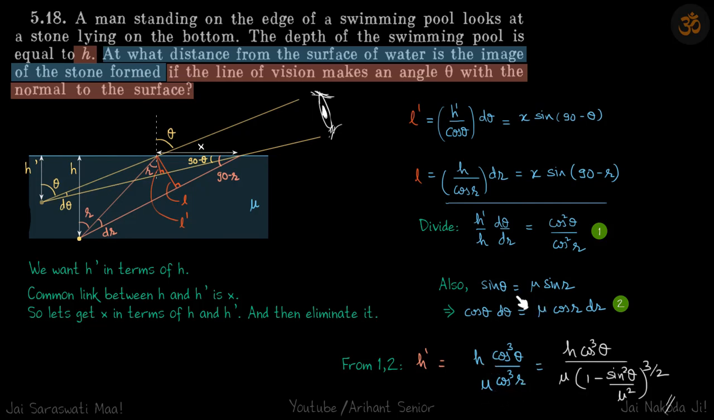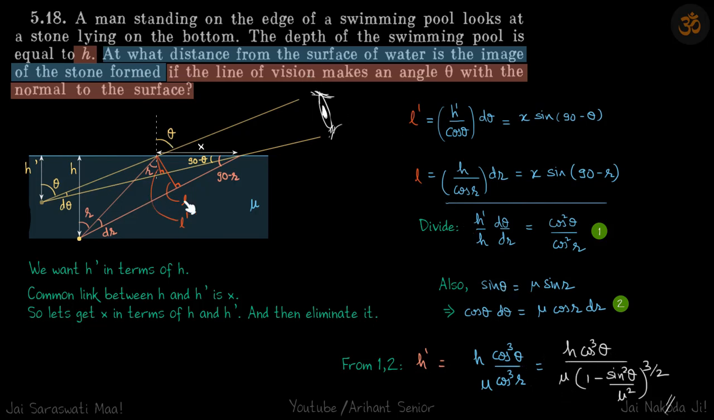But we know again Snell's law. So cos r we can write as root of 1 minus sin square r, and sin r is sin theta by mu. So this is 1 minus sin square theta by mu square, power 3 by 2. So this cube will come as it is, and this root will be on 1 minus sin square r. So yeah, that's our answer. We have got h dash in terms of h, theta and mu.